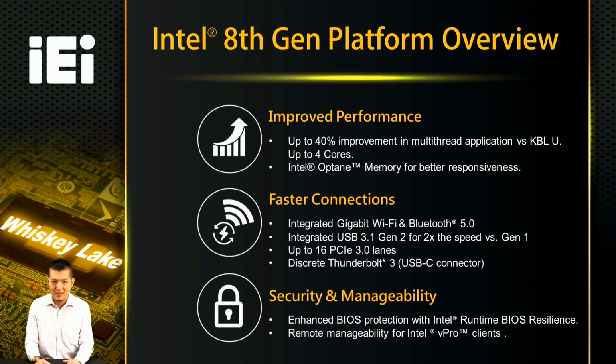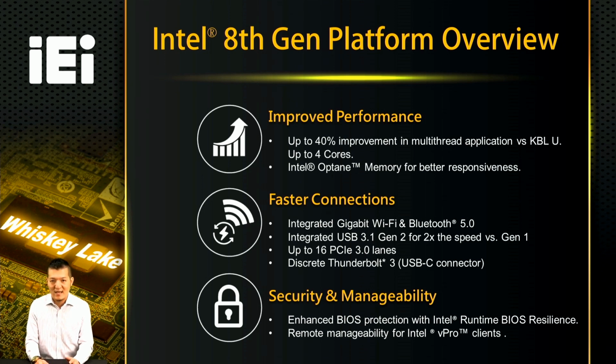To talk about WhiskeyLake-U, the new generation has improved up to 40% compared to the KabyLake-U, and offering total 16 flex-speed high-speed I/O lanes and up to 4-core with low TDP solution for all the customers. And also support Intel Optane technology, which is optimizing the reading speed around 10 times faster than hard disk drive. It's a great option for embedded user connection.